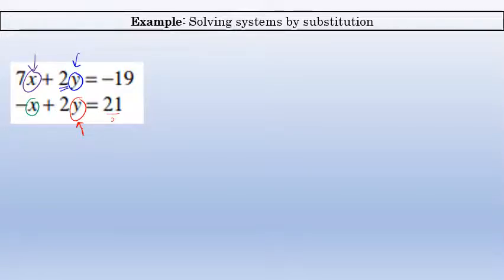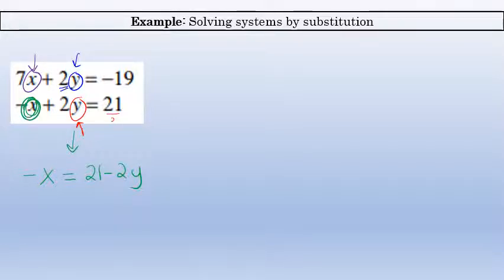Because the x doesn't have a coefficient, I will not have to do a division at the end of my solving for x. So what I'll do is I'll take the bottom equation and I'll solve it for x. To solve the bottom equation for x, I'll first subtract 2y from both sides of the equation. Subtract 2y from both sides, and then I haven't quite solved this for x yet because there is a negative in front of the x.